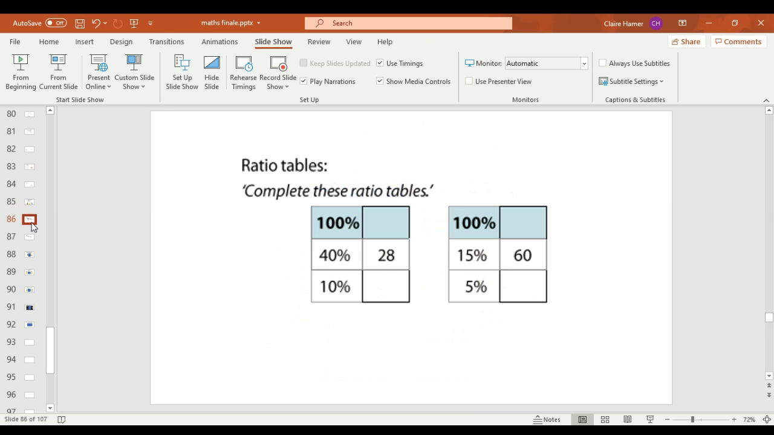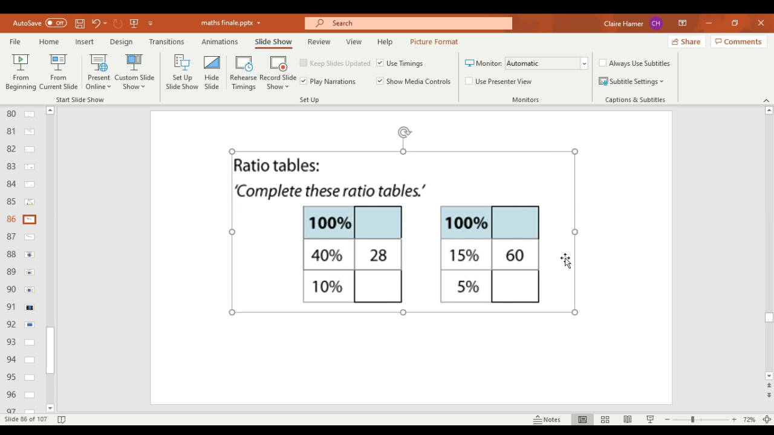Can you complete these ratio tables? So don't worry, you don't need to draw the table, you can just use the equal sign. So you can write 100% equals, 40% equals, 10% equals. So you've been given the fact 40% equals 28. I suggest you work out what 10% is first, and then scale up to get 100%. Pause the video. These should be fairly straightforward if you've done well on the word problems, so have a go.